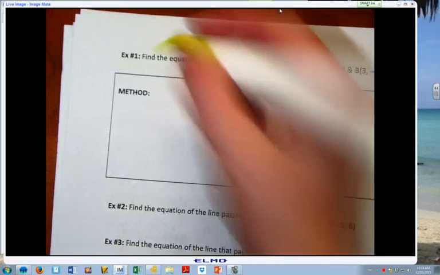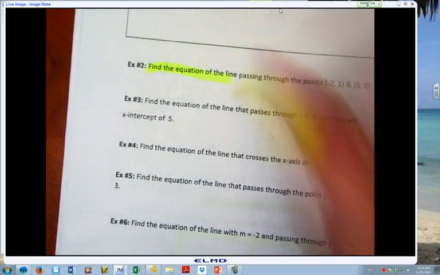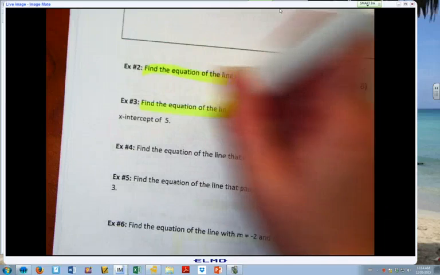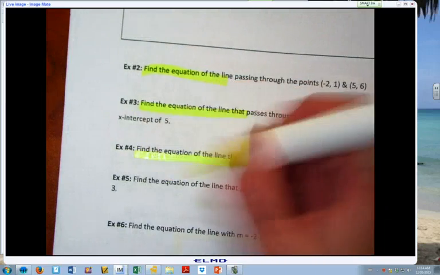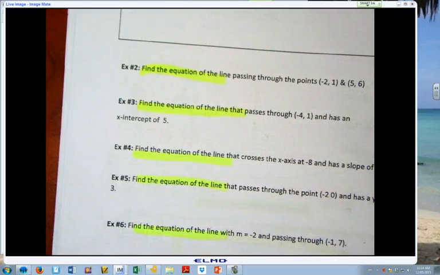So why do we use this, or when do we use this? Take a look at the examples. Example 1, find the equation of a line. Example 2, find the equation of a line. Example 3, find the equation of a line. Do you see a familiar theme to these questions? Equation of a line, equation of a line, equation of a line. So when the question says find the equation of a line, this is the formula that you're going to use.